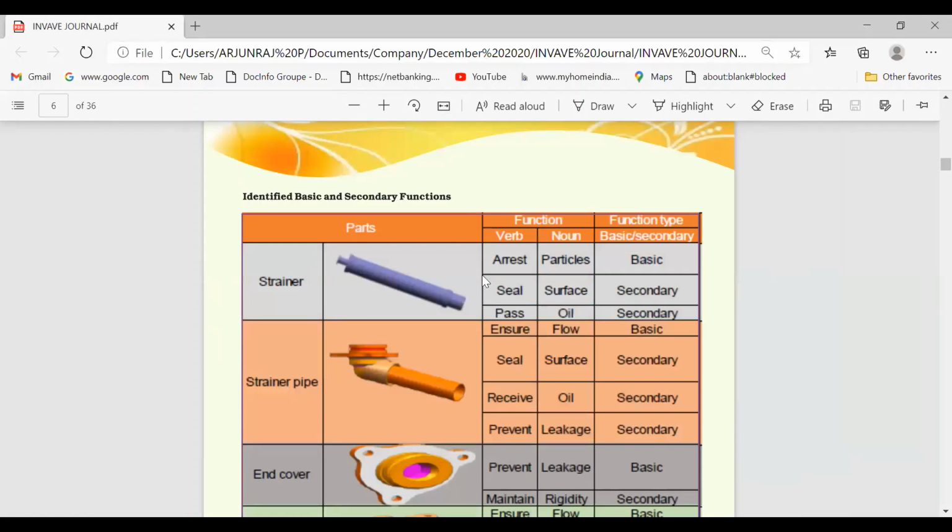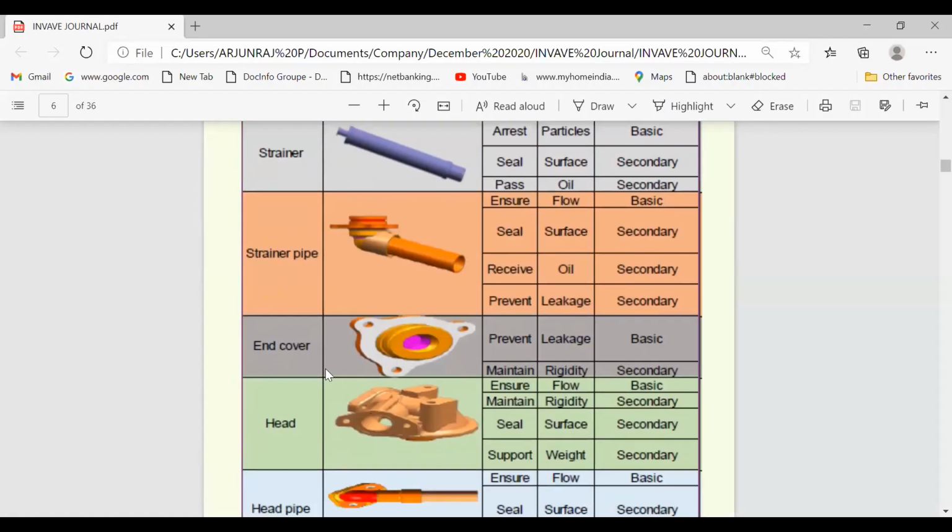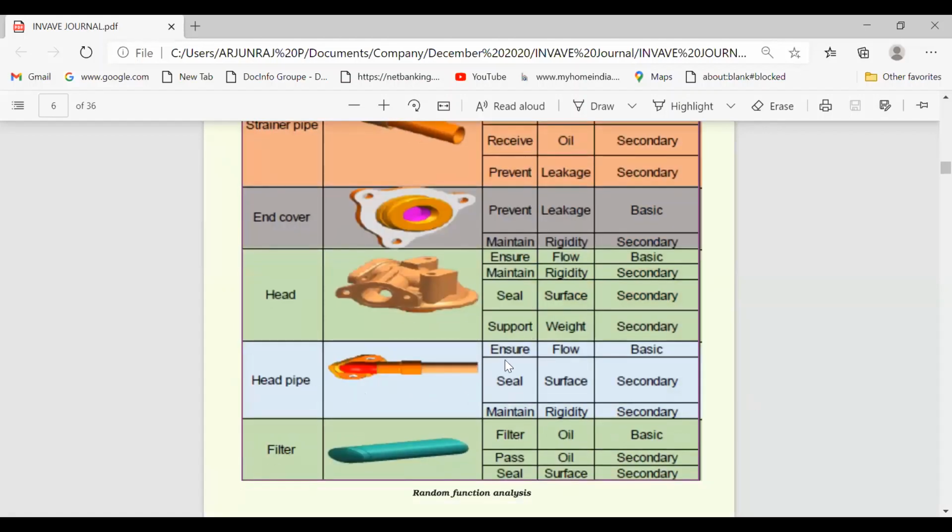What is the function of a strainer? To arrest particles. Apart from arresting particles, it also seals surface and passes oil. The strainer pipe's function is to ensure flow, the basic function, and to seal surface, to receive oil, to prevent leakage. The end cover is there to prevent leakage and maintain rigidity. The head ensures flow, maintains rigidity, seals surface, and supports weight. The head pipe ensures flow, seals surface, and maintains rigidity. The filter filters oil, passes oil, and also seals surface.